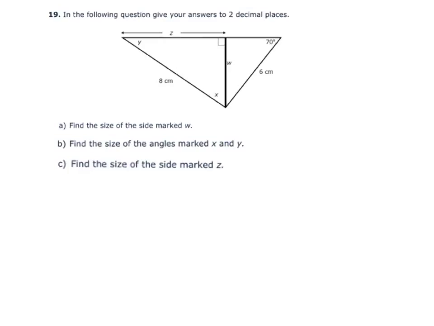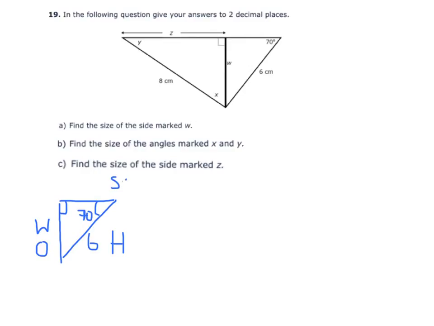Question 19, we have trigonometry, and we're asked to find W, so I'm going to take the triangle on the right, where I have W, 6 and 70. Now we're going to be using SOHCAHTOA, so I need to label the sides of the triangle. The 6 is the hypotenuse, and W is opposite the angle.